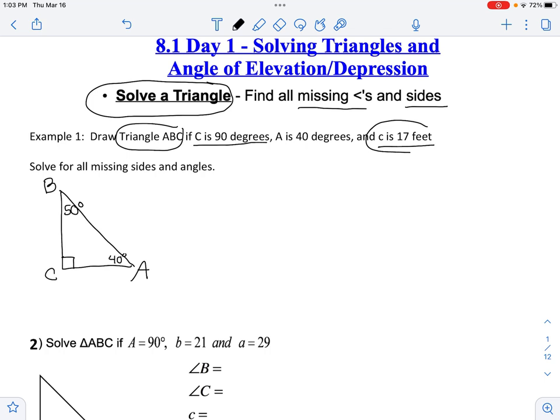Now, the 17 feet. When we're labeling triangles, just to be consistent, we will always use a lowercase letter to label a side, and it will always be across from the angle with the same letter. So we use capital letters for angles, lowercase letters for sides, but they will be across from each other. So side c is the side across from angle C. That's my 17 feet. My task was to find all the missing sides and angles. Immediately, I found the measure of angle B to be 50 degrees because the angles add up to 180 in a triangle. Now, finding the missing sides.